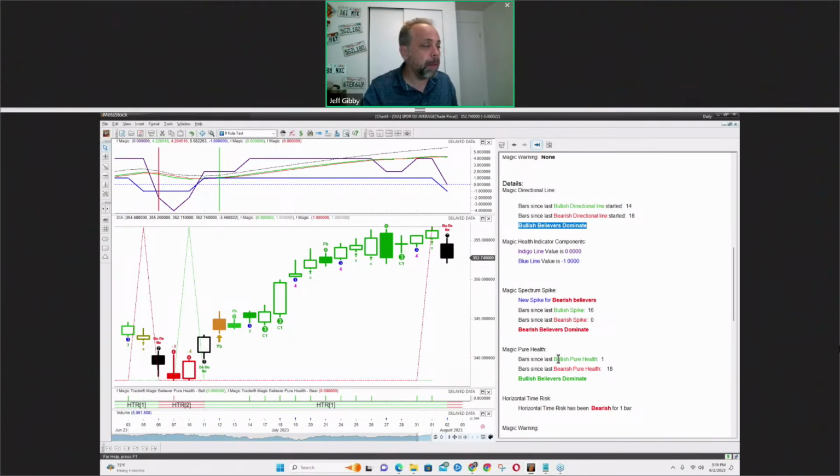If you understand the ingredients, right here, I just want to point out a few things on the chart. We had a little bit of a pullback into this red area, as you can see.